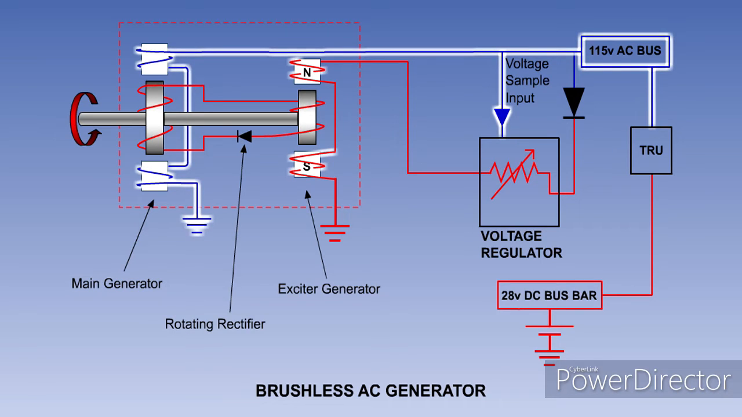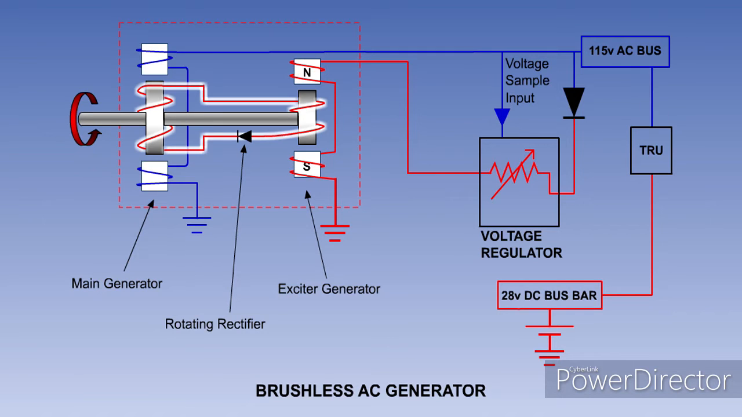As in the brush generator system, the voltage regulator samples the main generator output. But in this system, it controls the exciter generator field strength and thereby its output through the rotating rectifier to the main generator field coils.